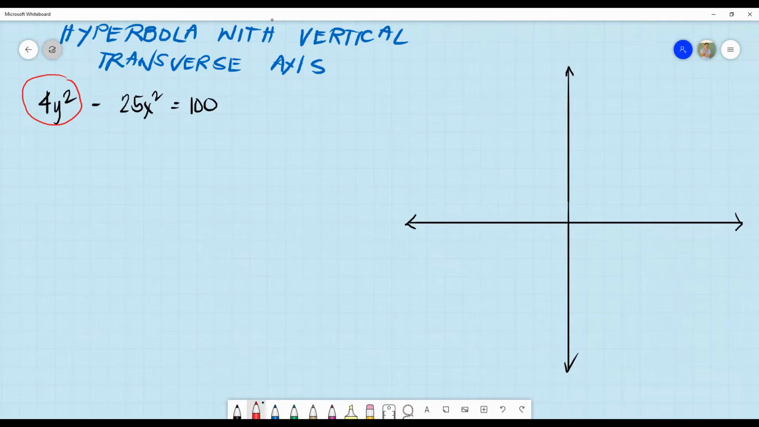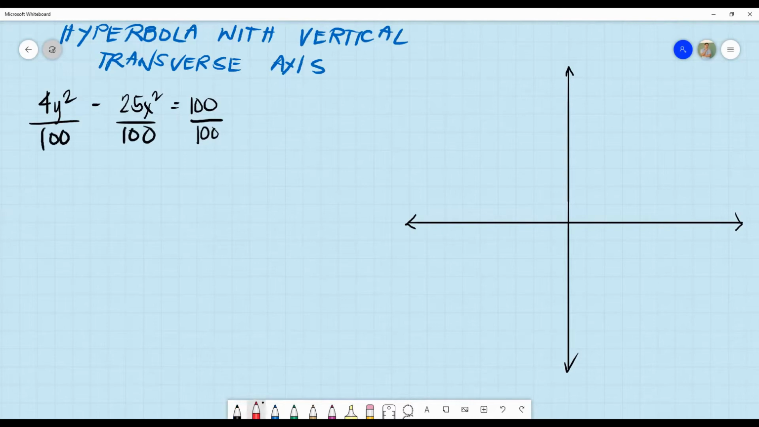So let's take a look at this one. Of course, the first step is to change this to standard form. And to change it to standard form, all we have to do is to divide all terms by your constant, which is 100, to make it equal to 1.